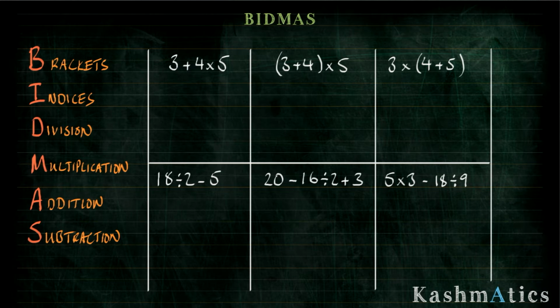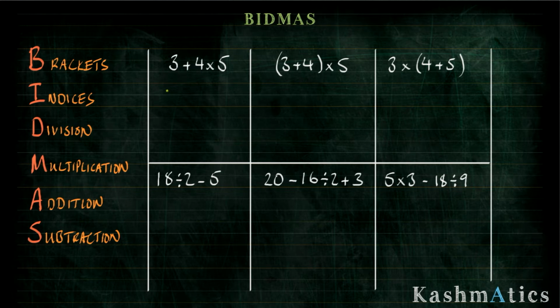Now some people think division has to come before multiplication and addition has to come before subtraction, but that's not the case. All that means is divisions and multiplications come before additions and subtractions. And I'll go through plenty of examples to show you how it works. So let's have a look at this first question.